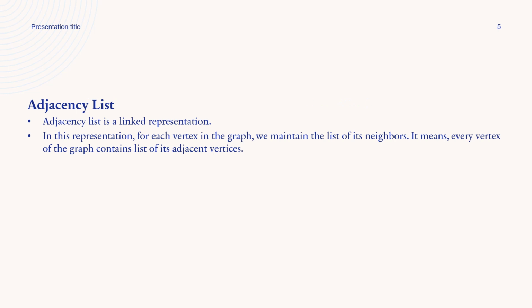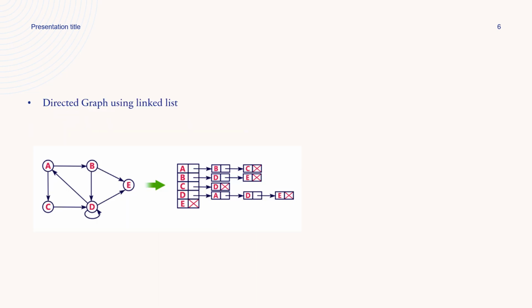Now let's see the adjacency list. The adjacency list is a linked list representation. In this representation, for each vertex in the graph, we maintain a list of its neighbors. It means every vertex of the graph contains a list of its adjacent vertices. As in the example for the directed graph using linked list, for the adjacency list we are dealing with a single linked list. We have already done the single linked list in my previous videos, so I'm not going to explain more on it. We'll directly move on to the adjacency list.